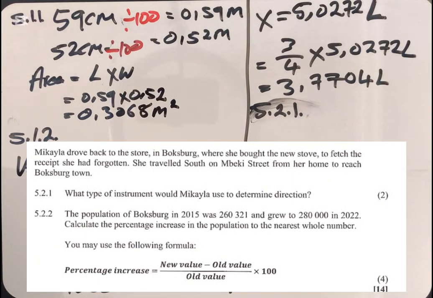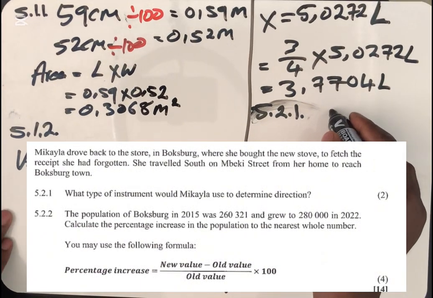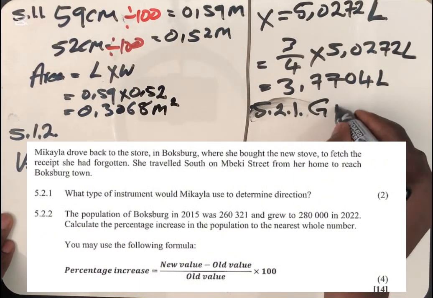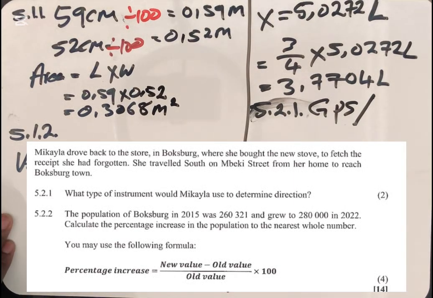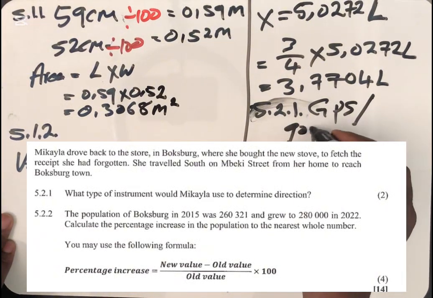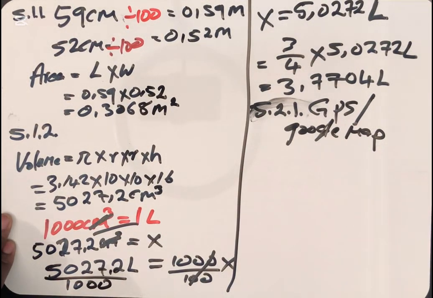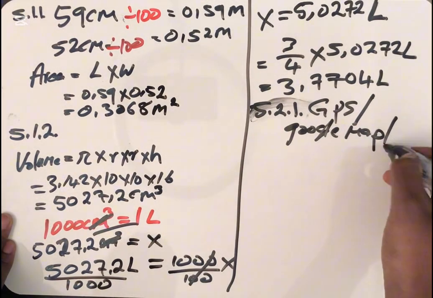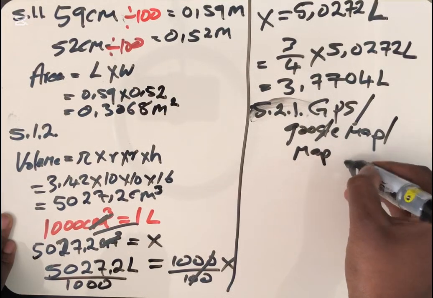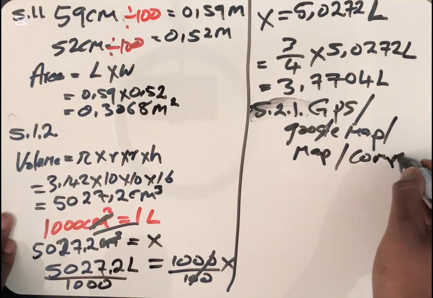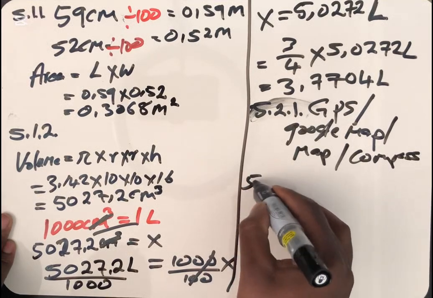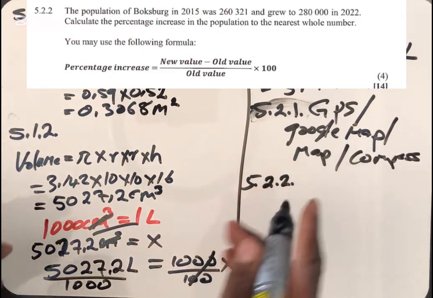What type of instrument will Michaela use to determine direction? There are many things that you can use. GPS. She can use GPS to get the direction. She can use what? Google Map. This is what you're supposed to have written there. There are many things that you can use. You can use the map itself. You can use the compass. Or many other things which you can think of that will assist a person not to get lost.